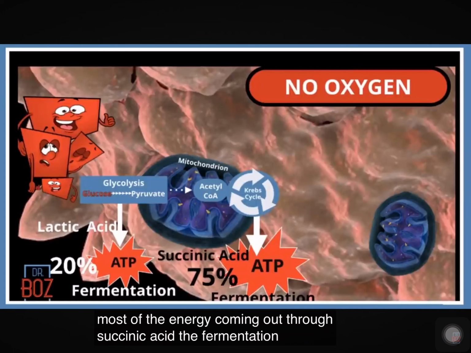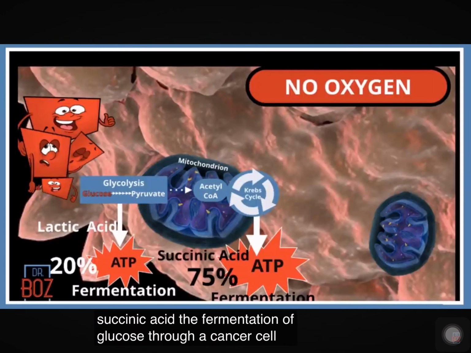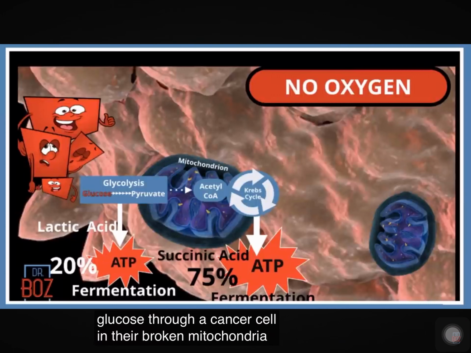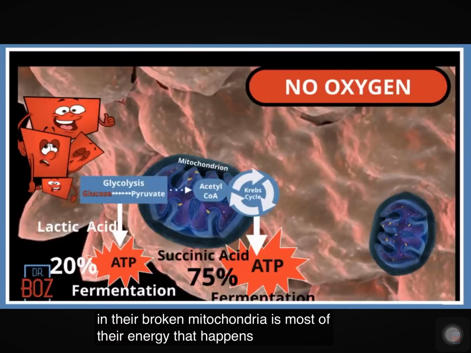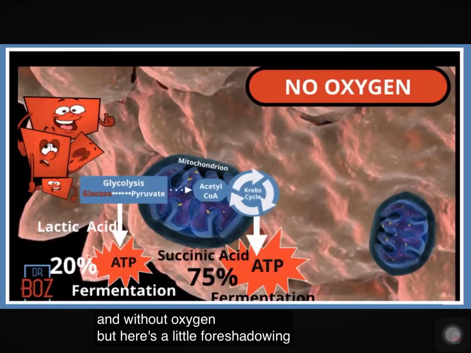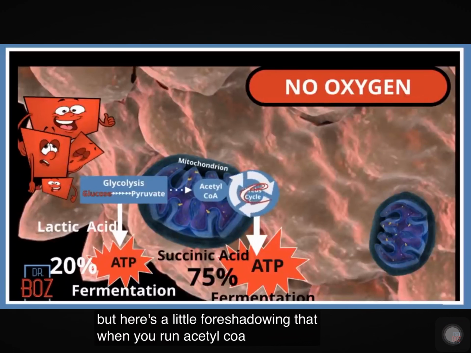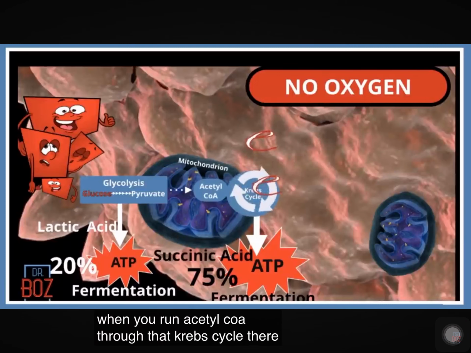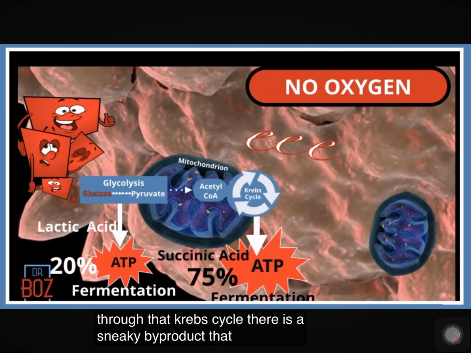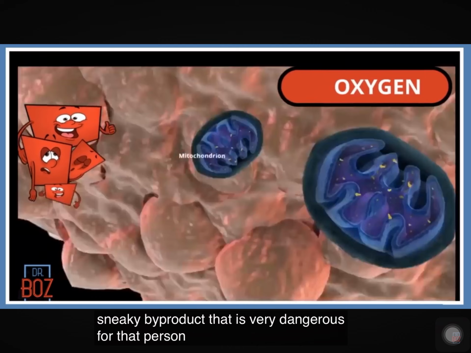The fermentation of glucose through a cancer cell in their broken mitochondria is most of their energy. That happens with oxygen and without oxygen. But here's a little foreshadowing: when you run acetyl-CoA through that Krebs cycle, there is a sneaky byproduct that is very dangerous for that person.